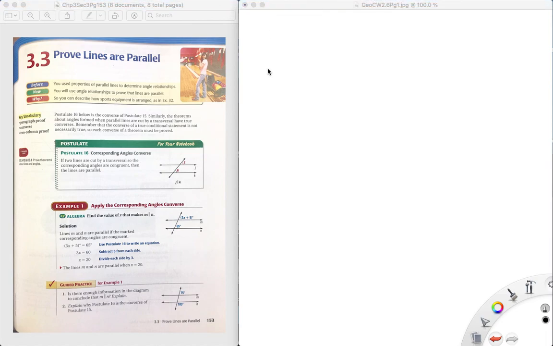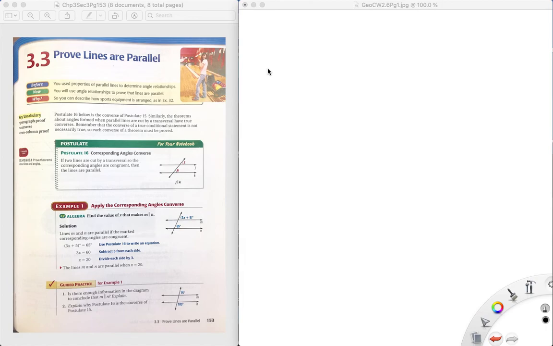Alright, so this is Honors Geo, Chapter 3, Section 3, Proving Lines Parallel. In the previous section, we just talked about proving lines congruent with corresponding angles, alternate interior, alternate exterior, and then proving lines supplementary with the same side or consecutive interior. Now we're going to prove the converse.